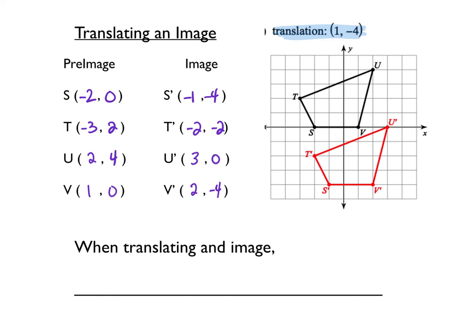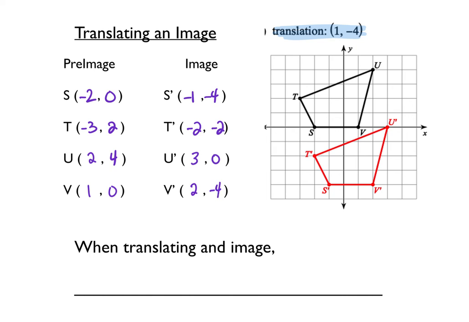What you'll notice is my movement was 1, -4. If you look at all your x's, you added 1. -2 plus 1 is -1. -3 plus 1 is -2. 2 plus 1 is 3. 1 plus 1 is 2. For all of my y's, I subtracted 4. 0 minus 4 is -4. 2 minus 4 is -2. 4 minus 4 is 0. 0 minus 4 is -4.